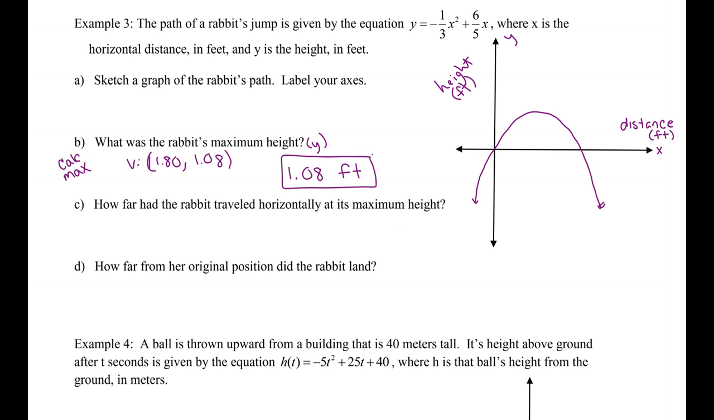Next, it asked me how far had the rabbit traveled horizontally at its maximum height. Well, now it wants our distance, which is our x. So without having to calculate anything else, I know that at the vertex it had traveled 1.8 feet. That is our horizontal distance for this question.